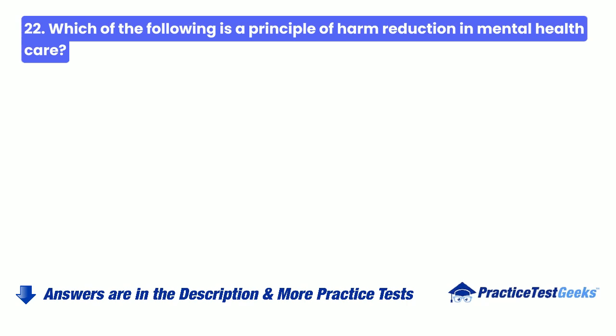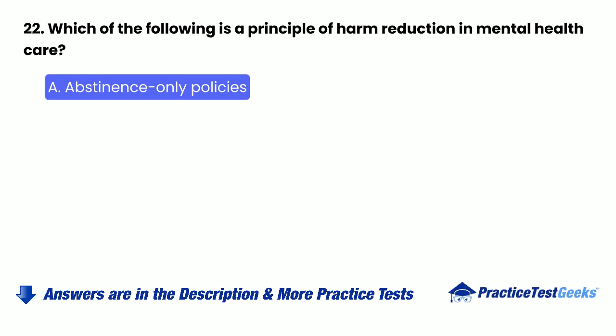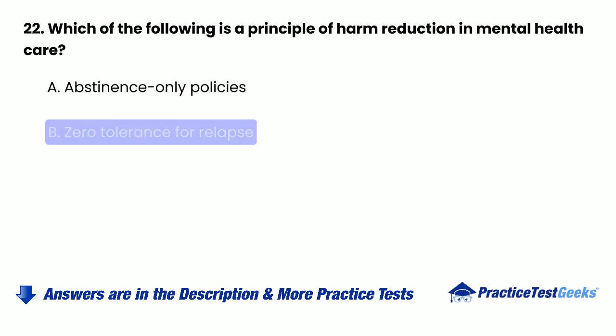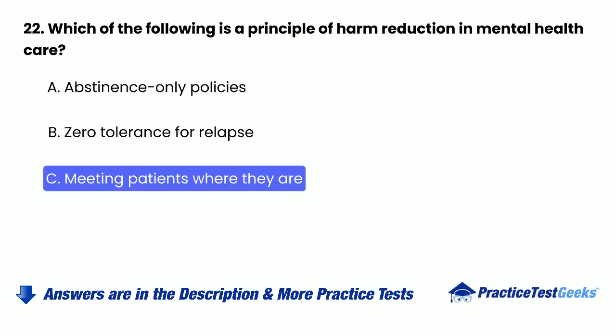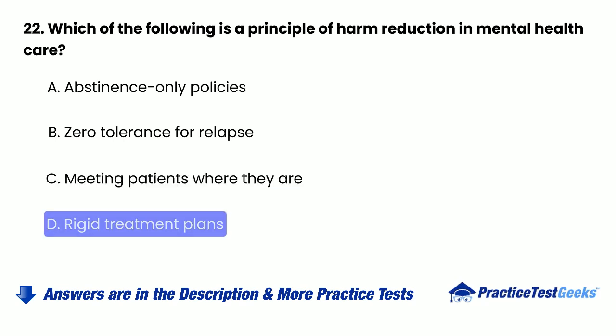Which of the following is a principle of harm reduction in mental health care? A. Abstinence-only policies. B. Zero tolerance for relapse. C. Meeting patients where they are. D. Rigid treatment plans.